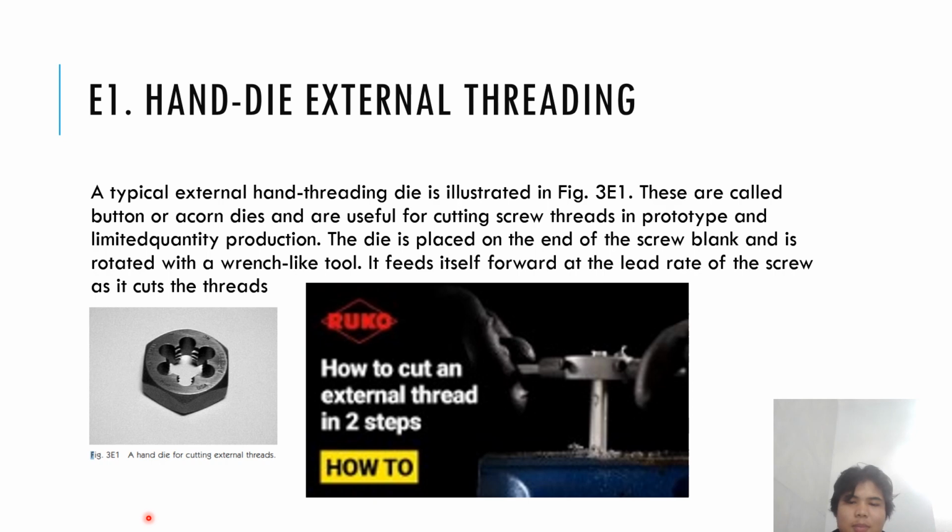The die is placed on the end of the screw blank and is rotated with a wrench-like tool. It feeds itself forward at the lead rate of the screw as it cuts the threads. So I have a video here. You can see how to cut with an external die.